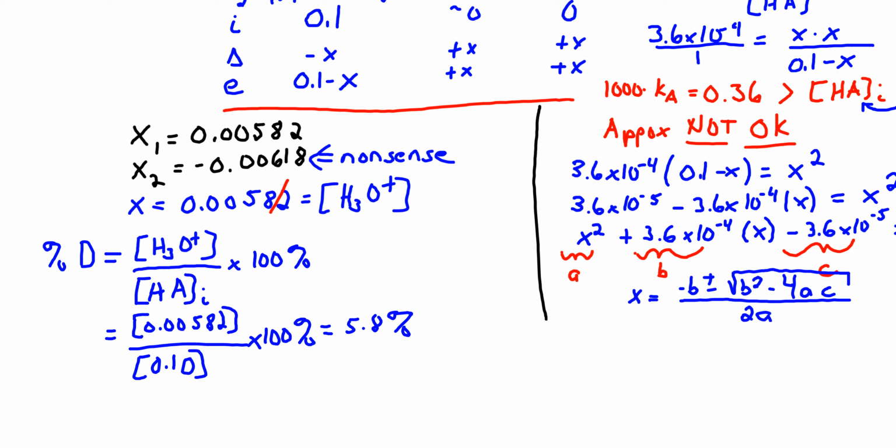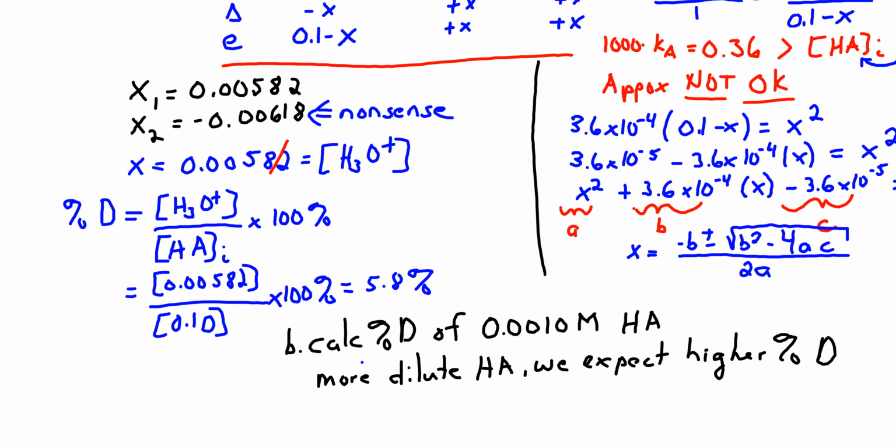Remember, we said that the approximation was not okay, and this is consistent. The approximation tends not to be okay whenever the percent dissociation is greater than 5%. That leads to a greater than 5% error in your final value. Part B of this question is to calculate the percent dissociation of a more dilute solution of the same acid. We would expect that our percent dissociation in part B is going to be higher because as an acid becomes more dilute, we have a higher degree of dissociation.